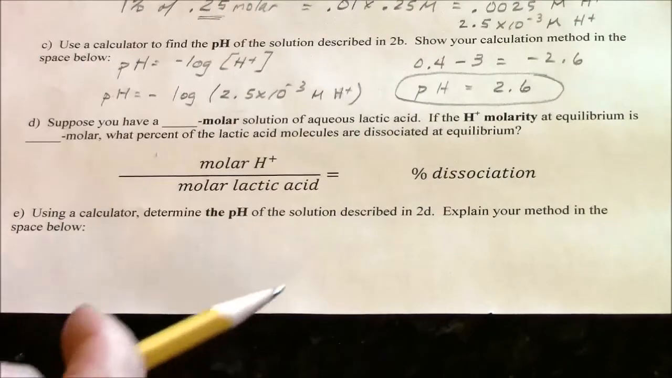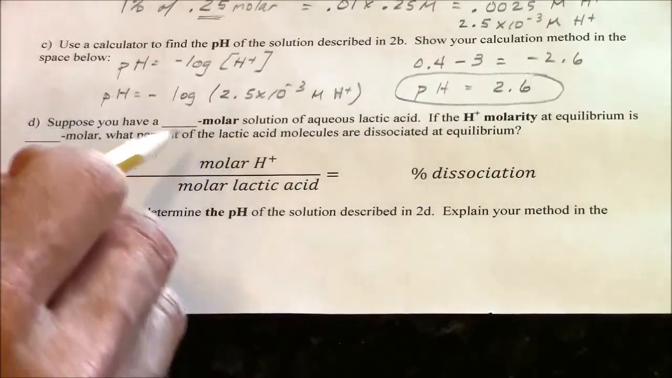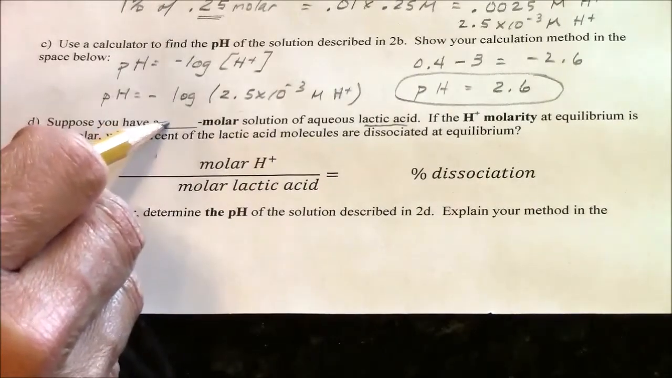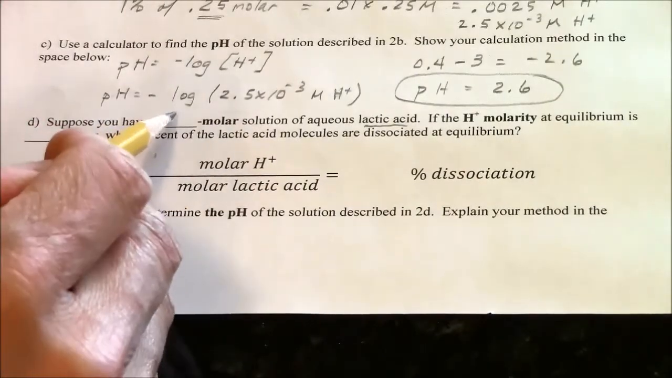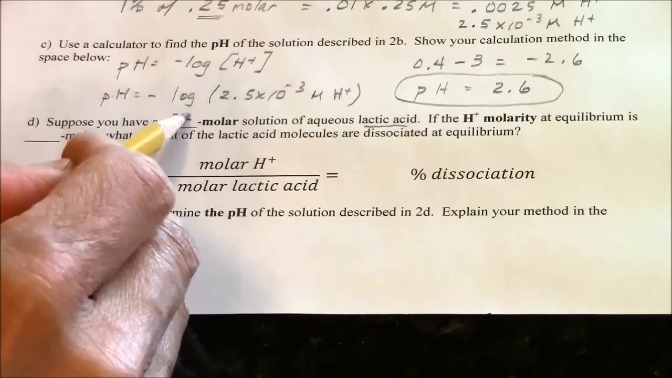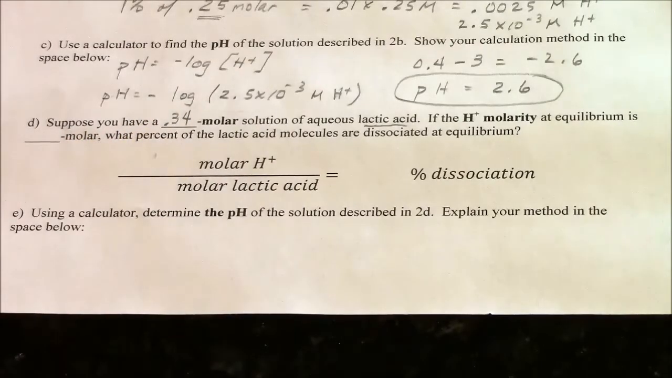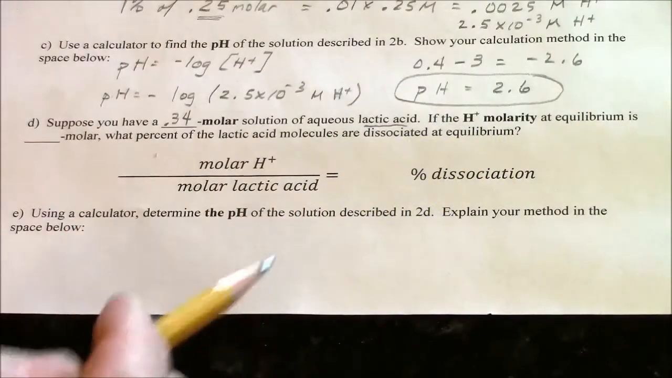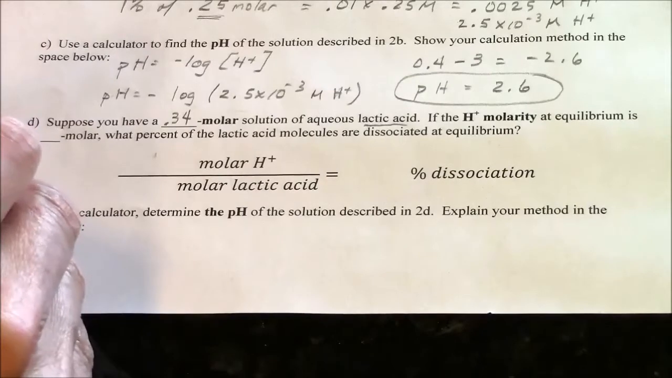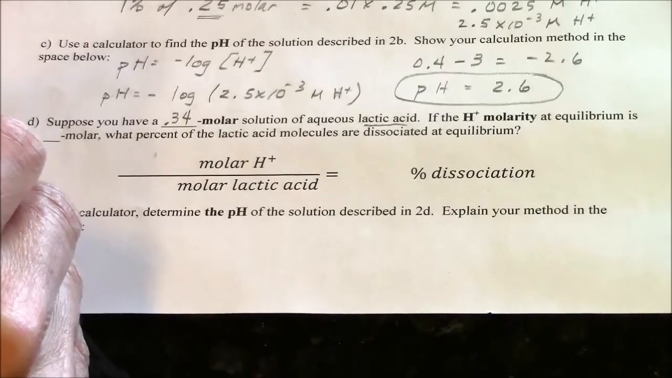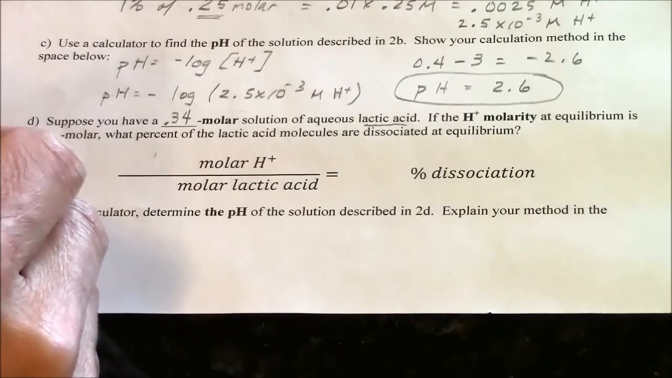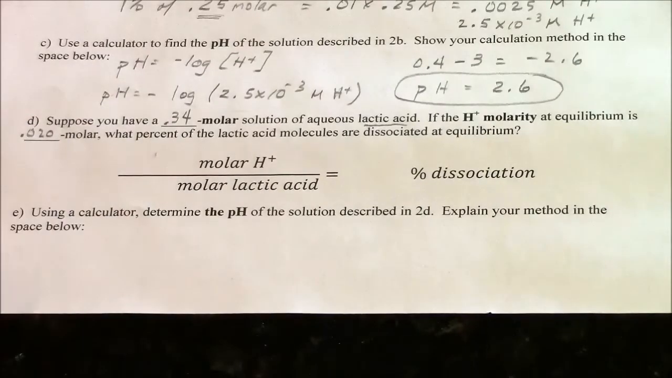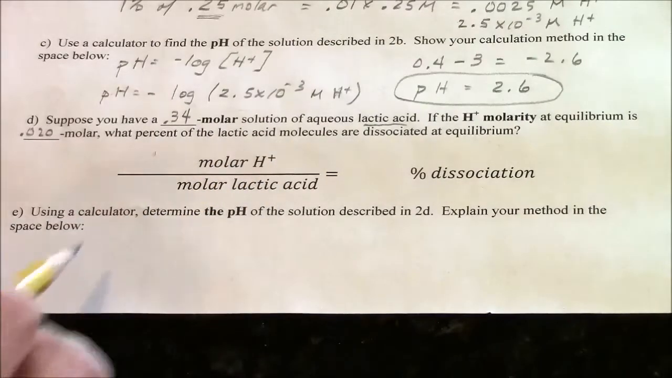Two more problems here. Suppose you have lactic acid, a weak acid, and let's make up a number here. Let's say it's a 0.34 molar solution of aqueous lactic acid. A small percentage of the acid will be dissociated. Let's imagine that the molarity of H+ ions is 0.020 molar. What percent of the lactic acid molecules are dissociated at equilibrium?